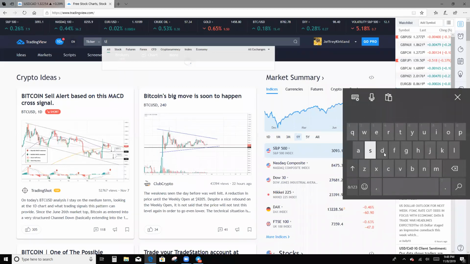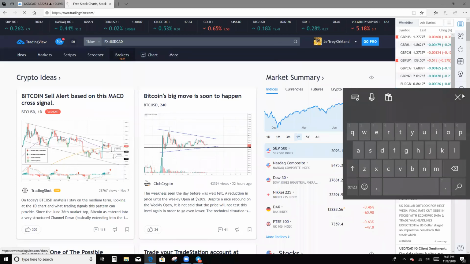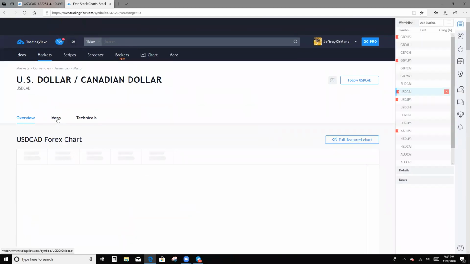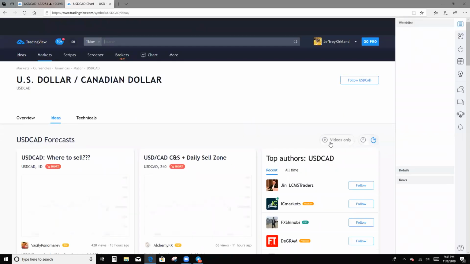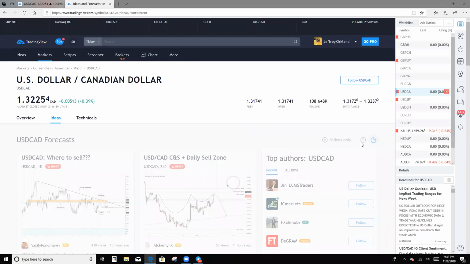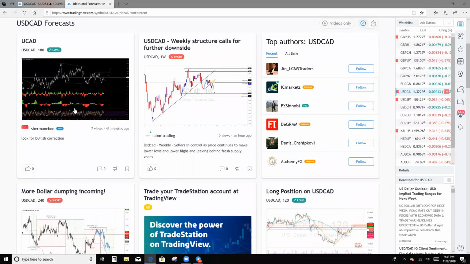What I like to do personally is go to TradingView, type in UCAD, and go to the ideas panel right here. I'm going to go to the most recent ideas and look for what other people are saying about UCAD. I want to see if my bias could potentially be right.